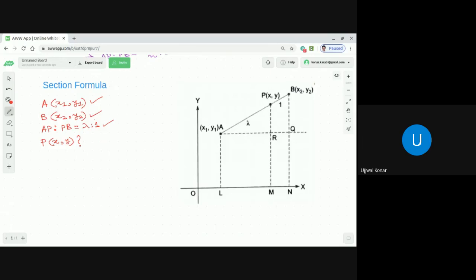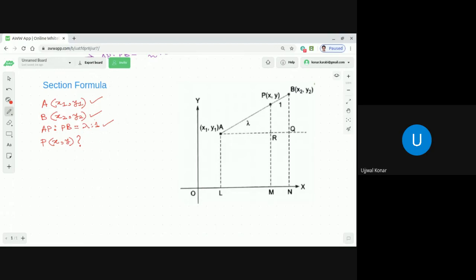Now, why it is called internally, dear students? It is called internally because the point P is in between AB. If the point P is not in between AB, and you need to extend the line segment AB to reach point P, then it is called external. But we are not going to discuss that now. We are just going to discuss the internal section, where the point P is in between the line segment AB.